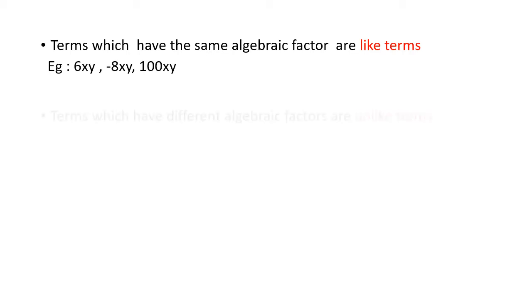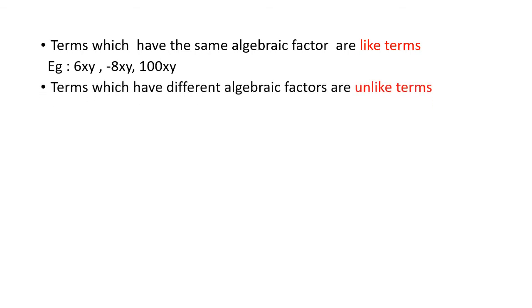Okay, unlike terms means the opposite of this. Terms which have different algebraic factors, different variables, are unlike terms. See the example 6xy, minus 8x, 100y. You may think xy is there in all, right? But if a term has xy, then all the remaining terms must have only xy. Only then can we call them like terms. But here, the first term is xy, the second term is x, and the third term is y. So they are unlike, right? Okay, are you clear? Like terms means all the terms must have the same variable. Unlike means the variables differ or are missing, so we call them unlike terms.